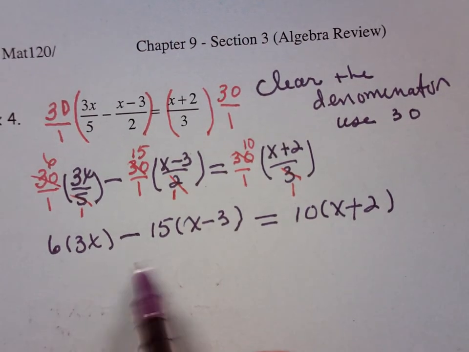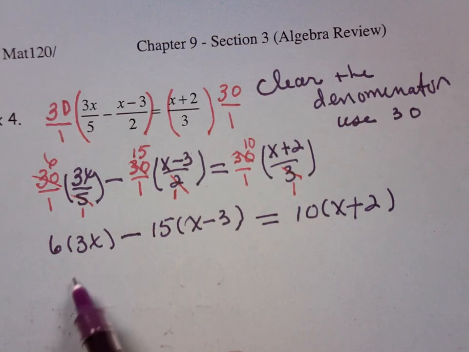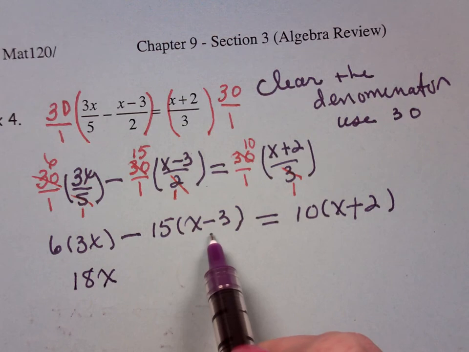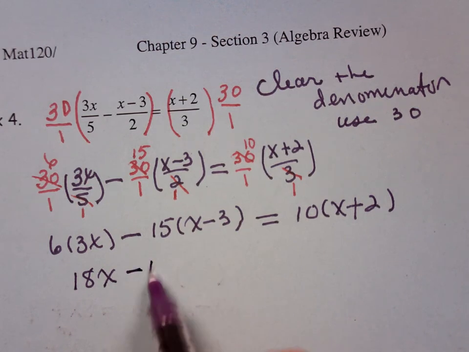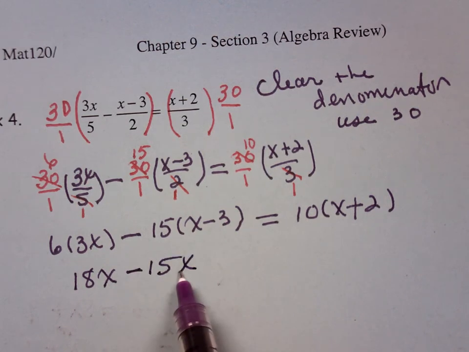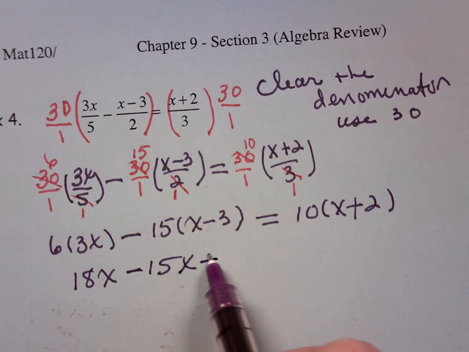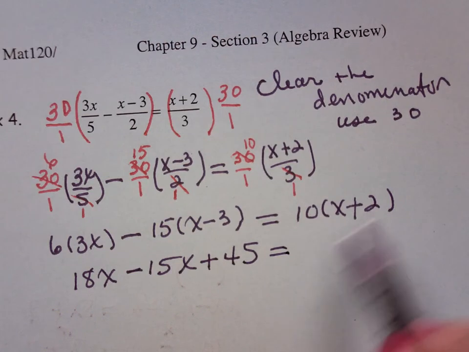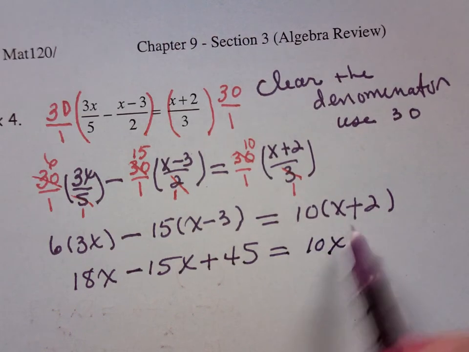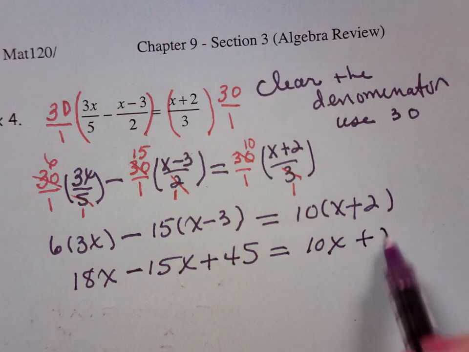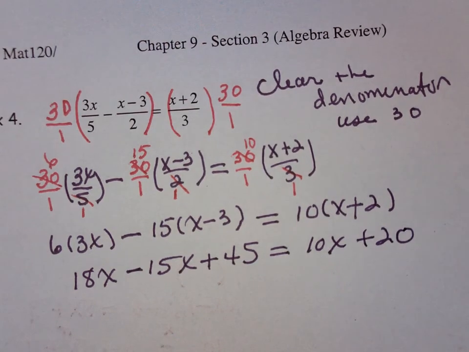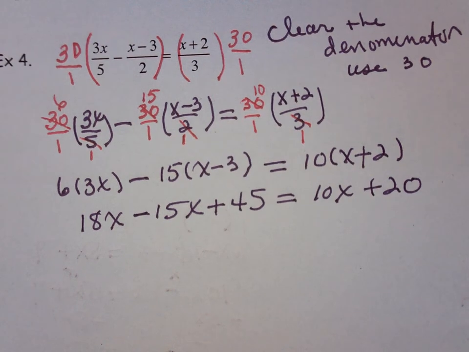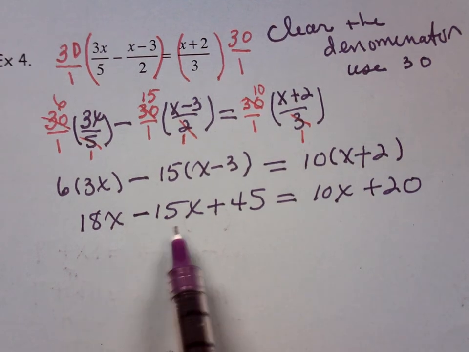So now, clean it up. This becomes 18x. Minus 15 times plus x is minus 15x. Minus 15 times minus 3 is plus 45. Equals 10 times x is 10x. 10 times plus 2 is plus 20. Combine like terms, 18x plus 15x.